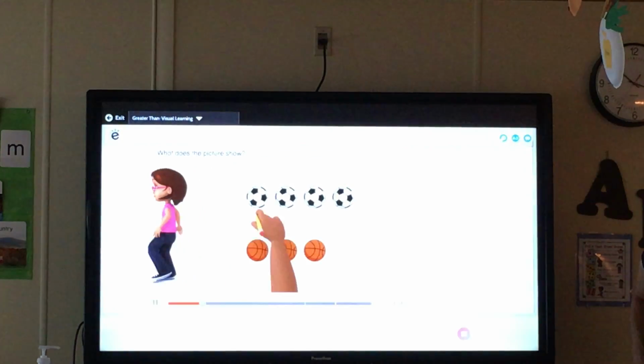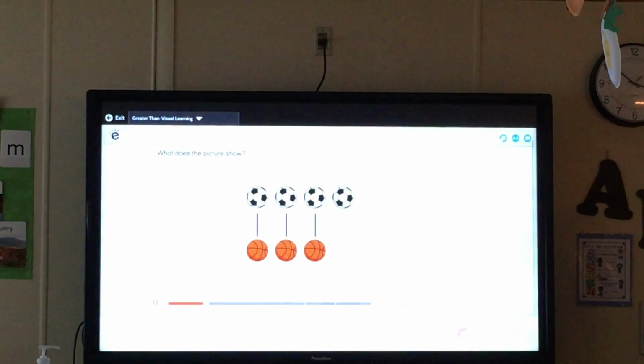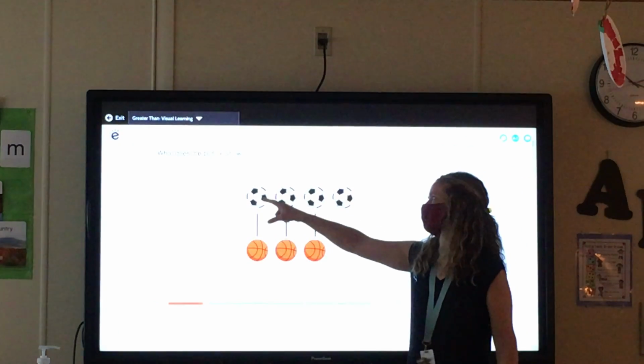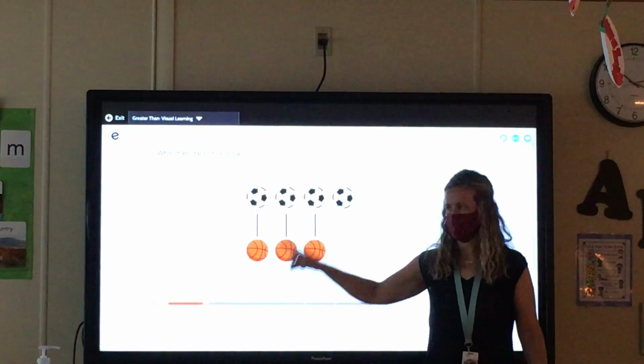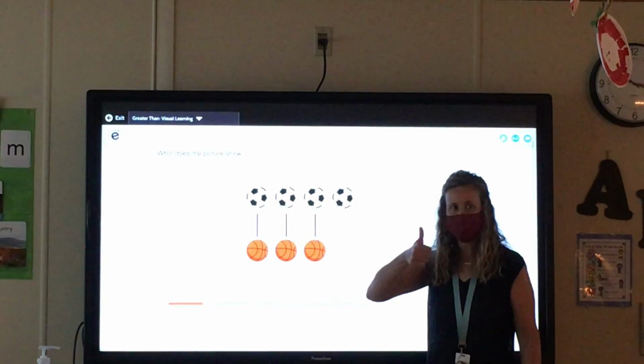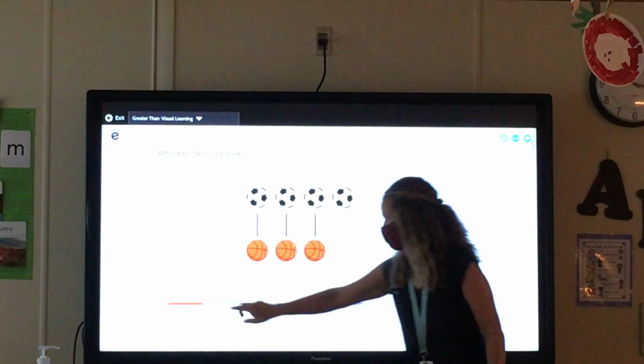Remember how we match 1 to 1, right? What does the picture show? Okay, do you see the lines? So remember yesterday we take our pencil and we draw 1 down to the next. 1 to the next. That's called matching 1 to 1. Got it? Yes? Okay, good.